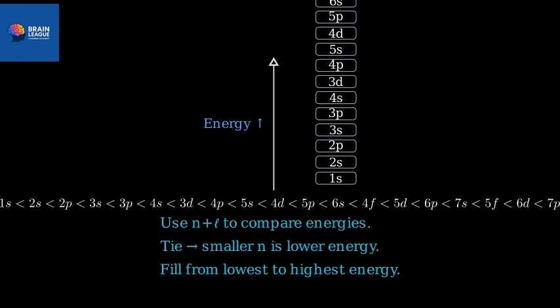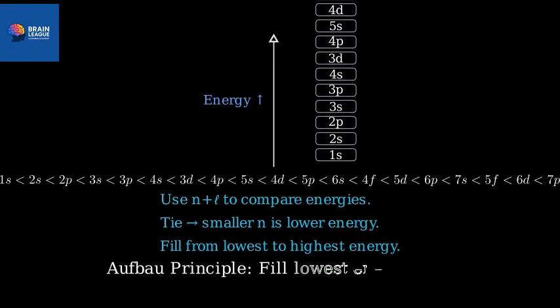Always fill from lower to higher energy, using n plus L to compare and smaller n to break ties. That's the Aufbau Principle and the energy ordering of atomic orbitals.